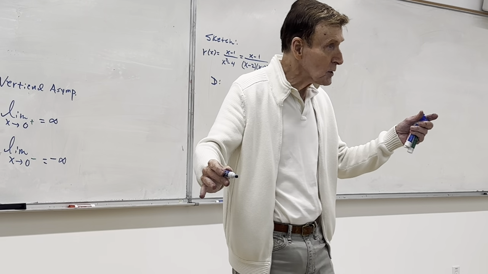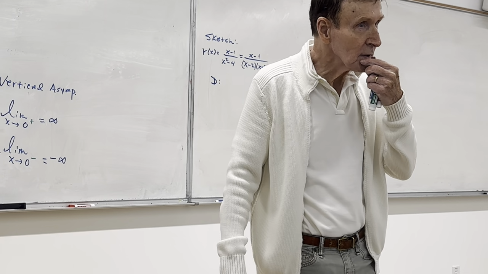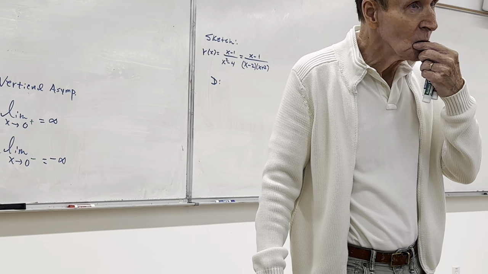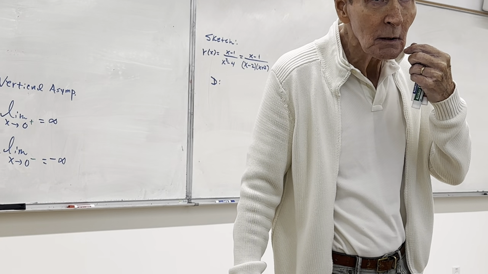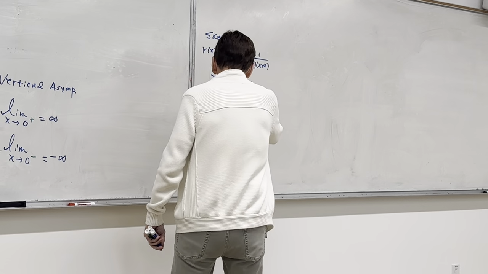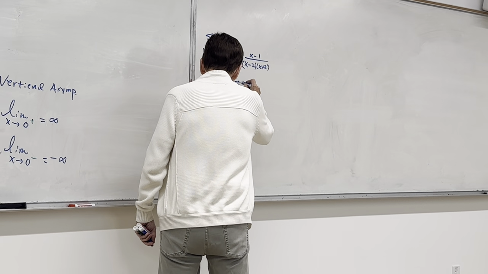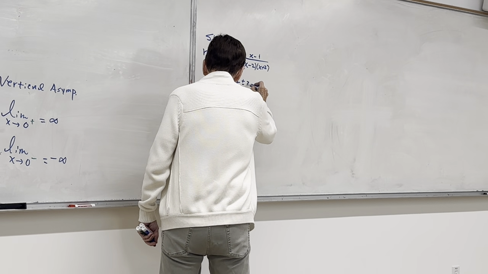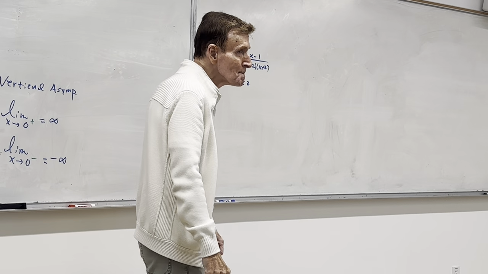Just domain. We talk about domain in here. What's the domain on this first rational function? X cannot be? Yeah, makes a 0 denominator. So x cannot be, I'll just write like this, plus or minus 2.